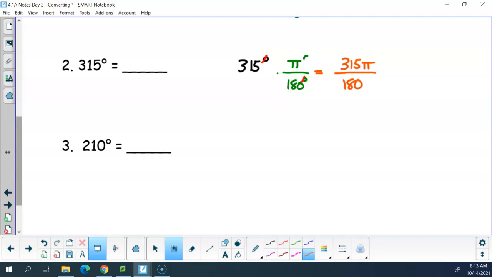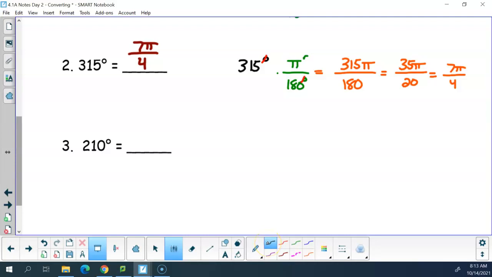So let's go by 9 first. If I divide that by 9, that gives me 35, I want to say, pi all over 20. Divide by 5 gives me 7 pi over 4. Check it on here: 315 and 7 pi over 4. Yep. And we would leave it at 7 pi over 4, because that's nice and great.